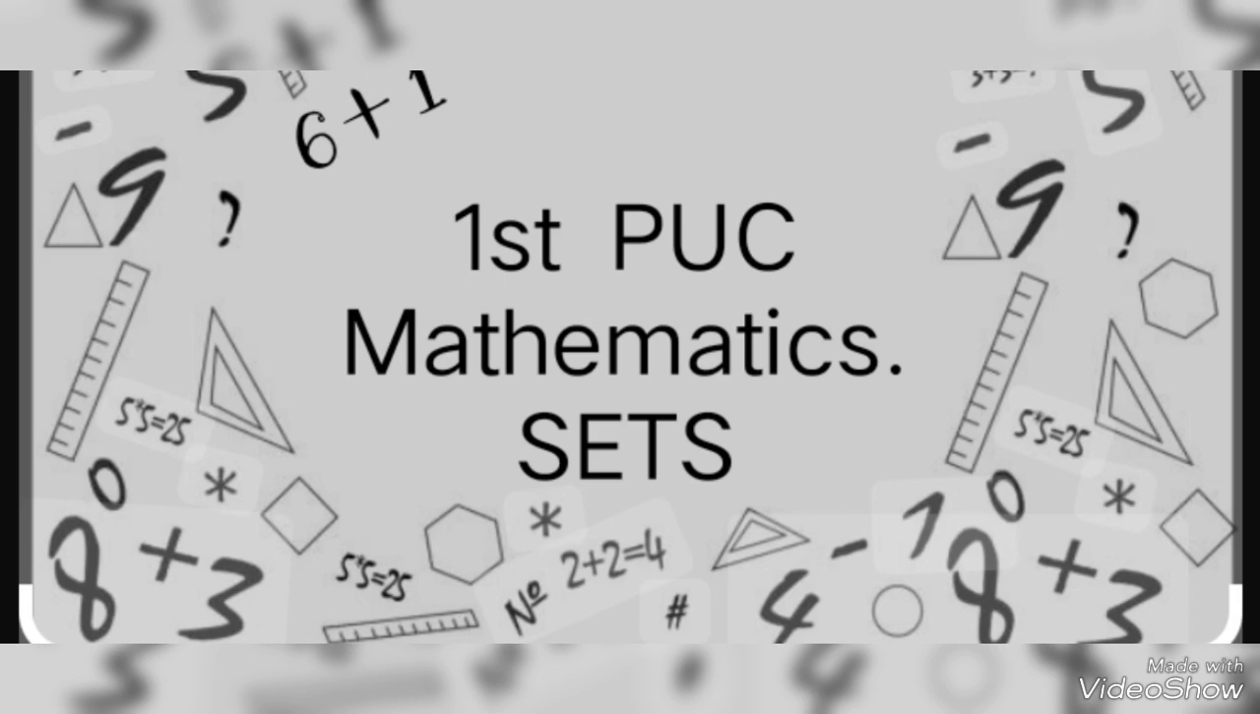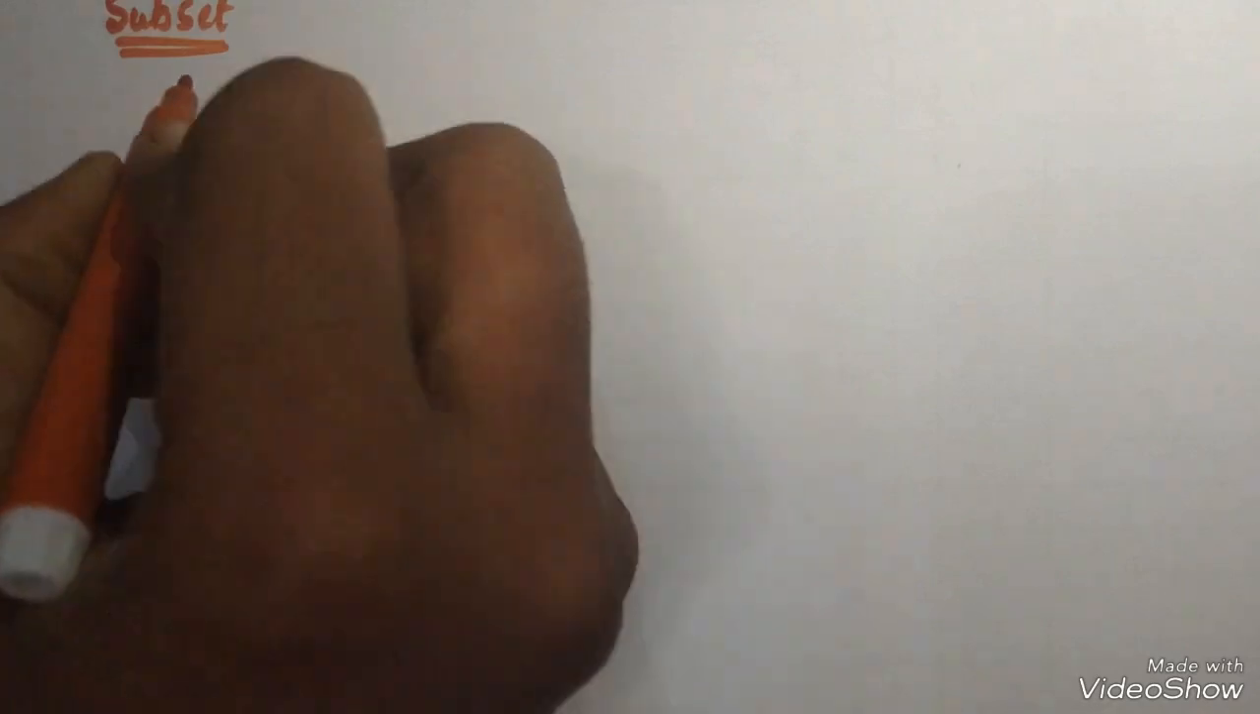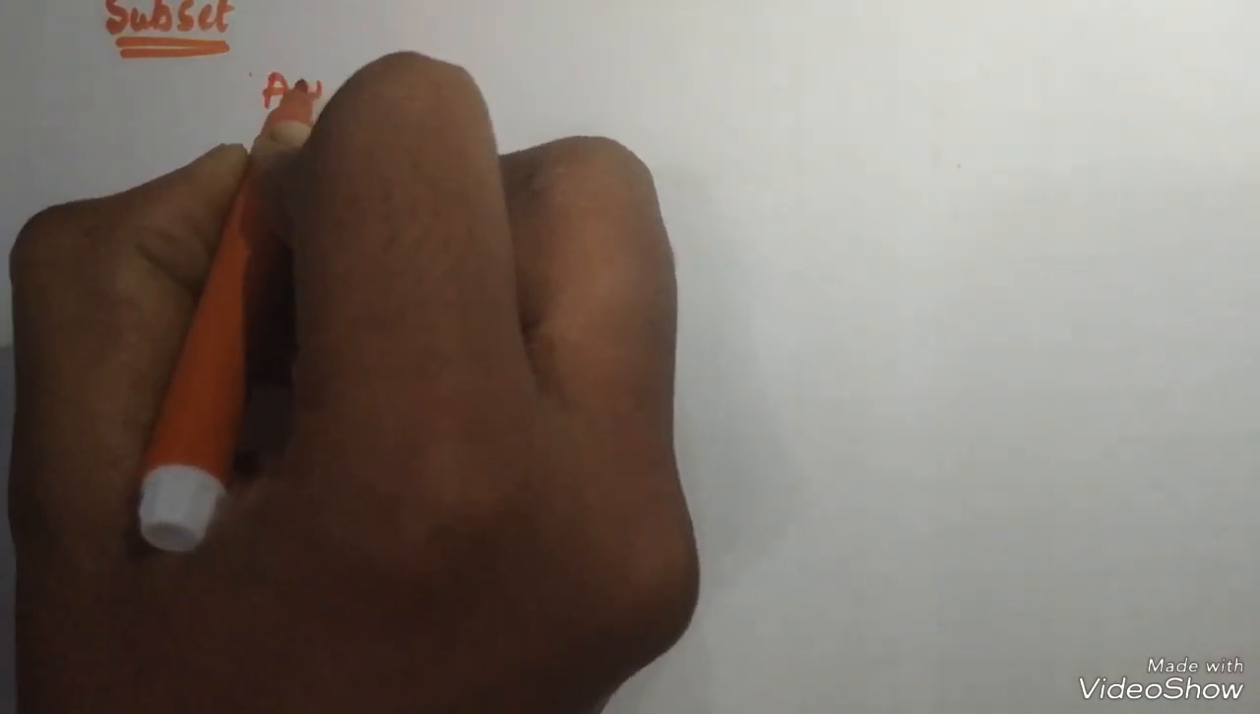Here in this section we discuss the concept of sets. Here we define the definition of subset, intervals and power set with examples. First one is subset. Here we define subset. Before that we have to consider two sets, A and B.